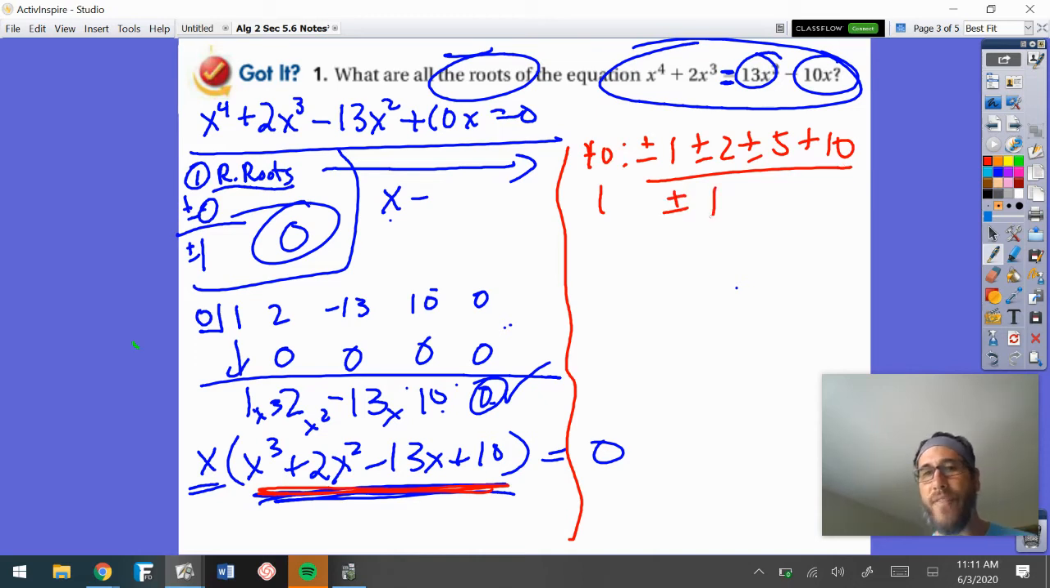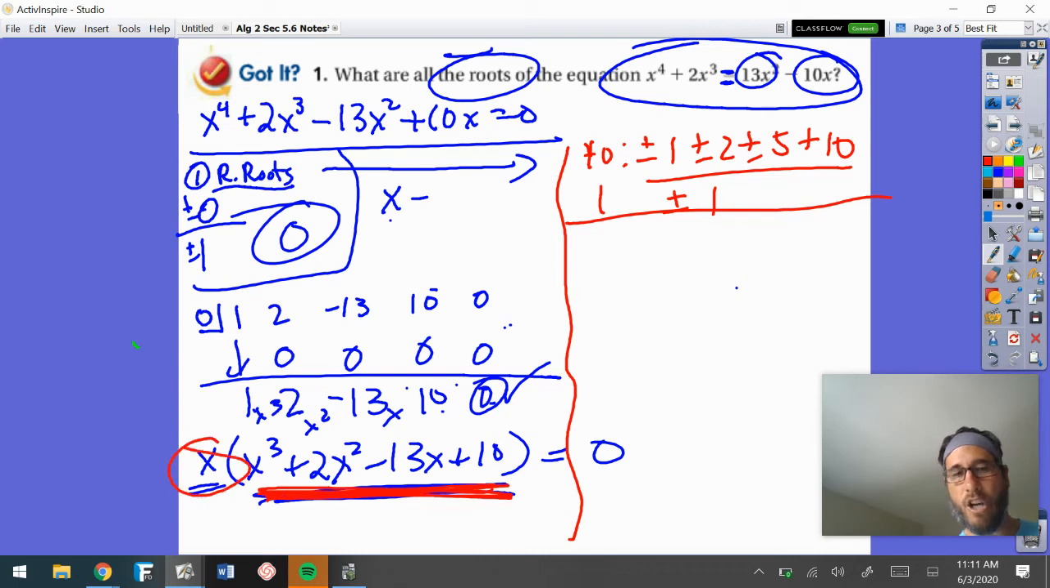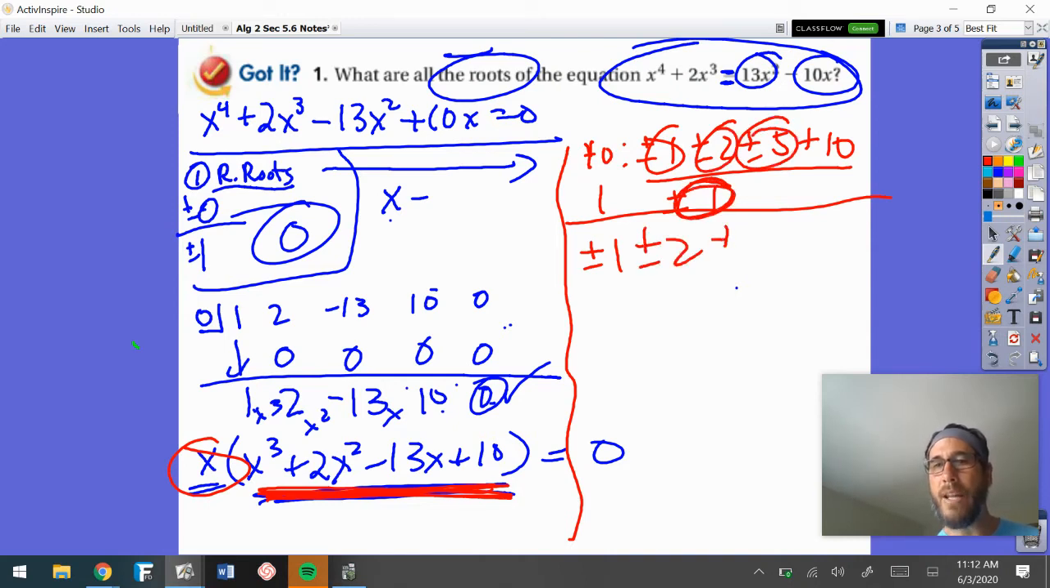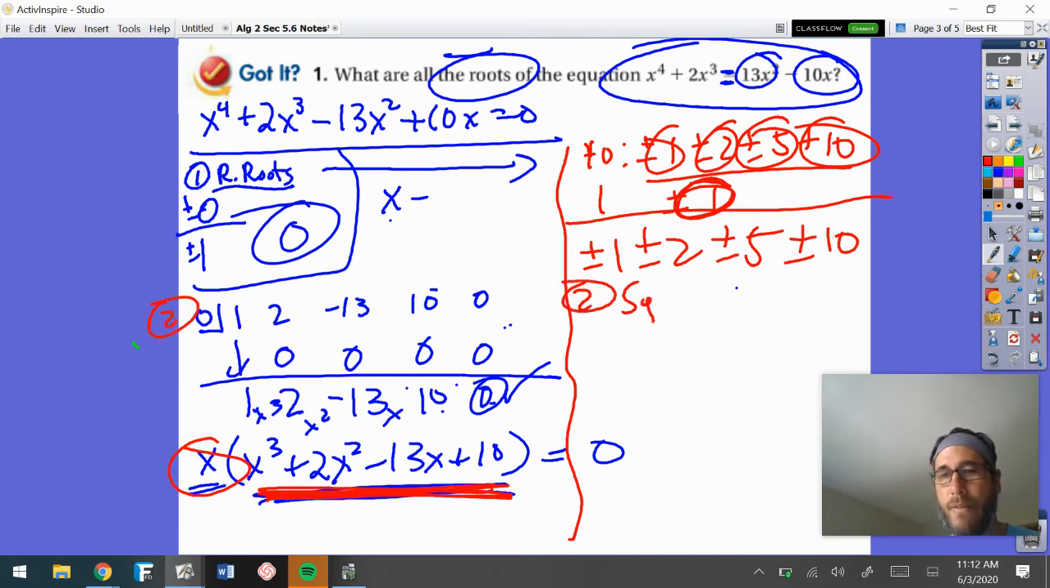And so let's go ahead and find out the possibilities for just this red part right here, right? That guy is already taken care of. So we're 1 divided by 1, plus or minus 1. 2 divided by 1, plus or minus 2. 5 divided by 1, plus or minus 5. 10 divided by 1, plus or minus 10. All right, and then I have to do synthetic division. That's really step 2, right? That was step 2 there. I got to do step 2 here. Synthetic division.